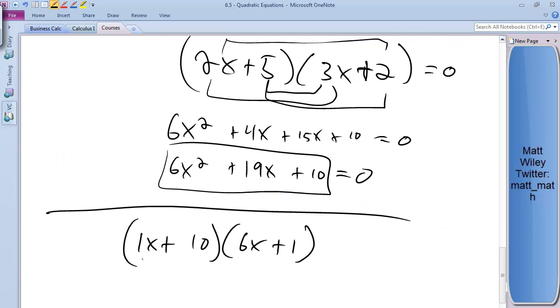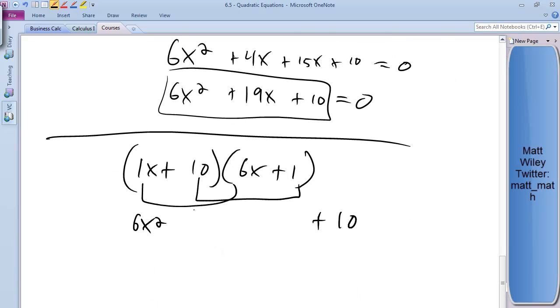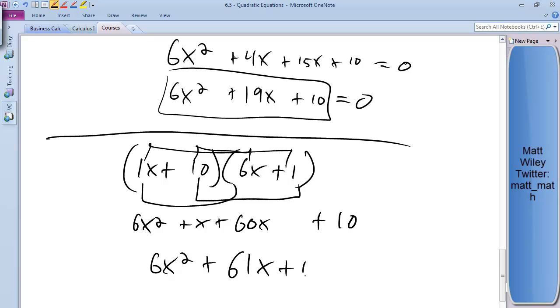If you do the first part, the F part of FOIL, 6 times x gives you 6x squared. If you do the L part of FOIL, that's going to give you the 10. It's on the inner part that it messes up. For the inner part, I've got plus 60x, and for the outer part, I just have plus x. So this gives me 6x squared plus 61x plus 10. And 61 is so much, not 19.